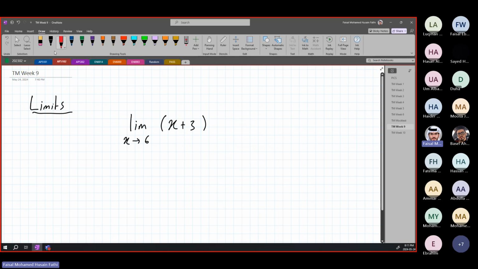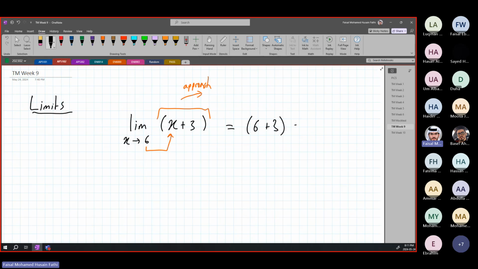First of all, what does this mean? This means we want to find what value this function approaches or gets close to when you plug in the value 6, as x is approaching 6. So in this case, we just substitute the value 6. The limit as x approaches 6 of x plus 3 is 6 plus 3, and the answer is simply 9. It's very straightforward, very simple.